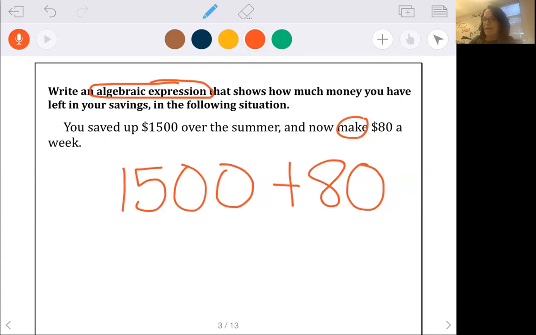So we're making $80 a week, let's say for the rest of the school year, or maybe for the rest of the year or whatever, but we need to put in a W there for how many weeks. So if we were working 4 weeks, we'd get 4 80s added to that 1,500. So here's our algebraic expression for the amount of money we will have saved. Save means add. Again, if it's spending, you subtract.